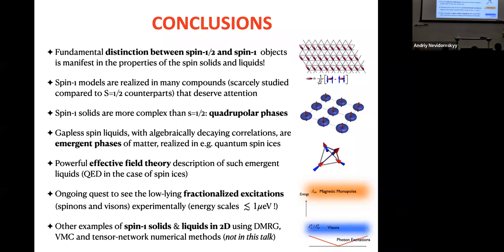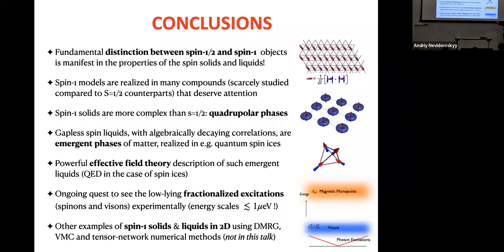And what's interesting in the second part of the talk, I told you about these gapless spin liquids with algebraically decaying correlations, which are truly emergent phases of matter. They're described in one instance by quantum electrodynamics, even though we are not actually talking literally about QED as in our universe, but the effective theory is the same. Moreover, they even have monopoles and anti-monopoles, and very interesting phenomena that appear there.